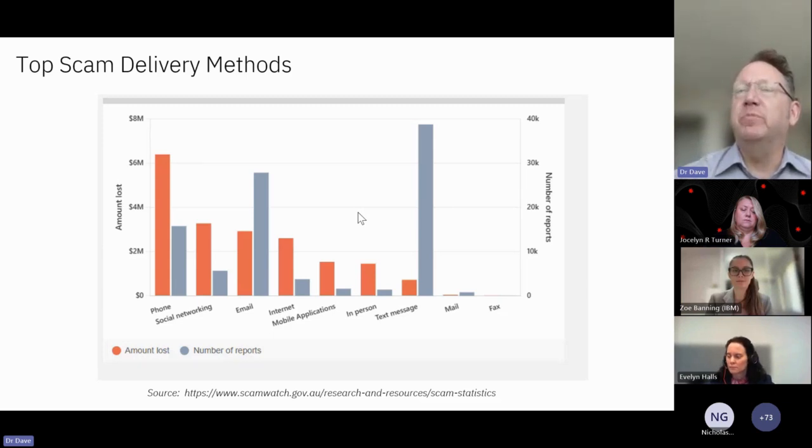So I get a lot of texts like that. Probably the more successful methodology in terms of scamming is by phone. People are becoming sensitized to that, but then again, the maturity of the scammers and their ability to provide very personalized information is going up as well. So you're getting a fair amount of money lost through that channel.